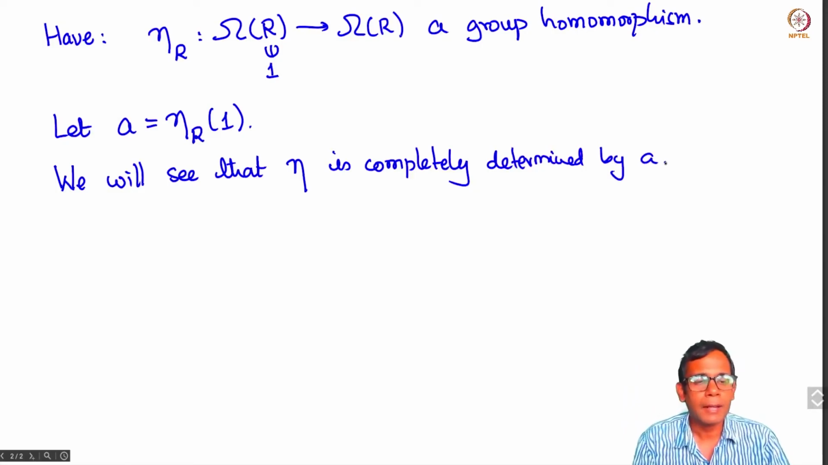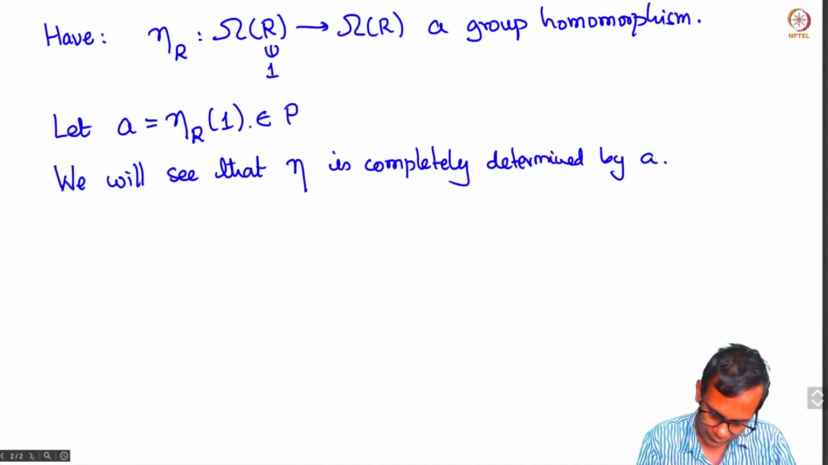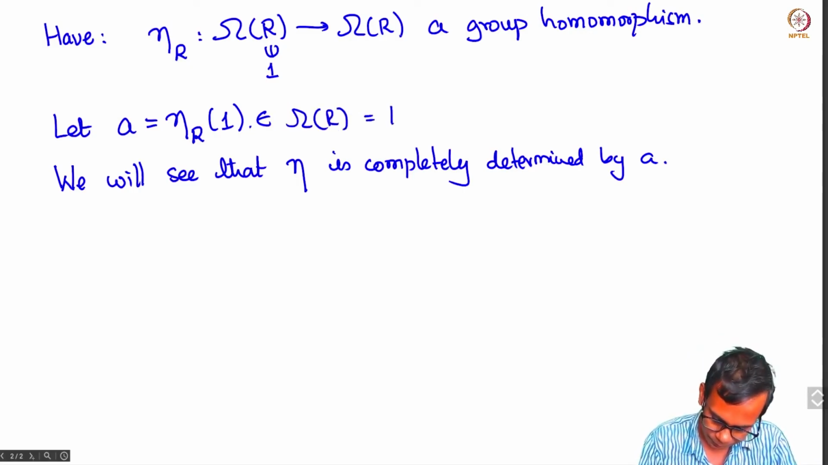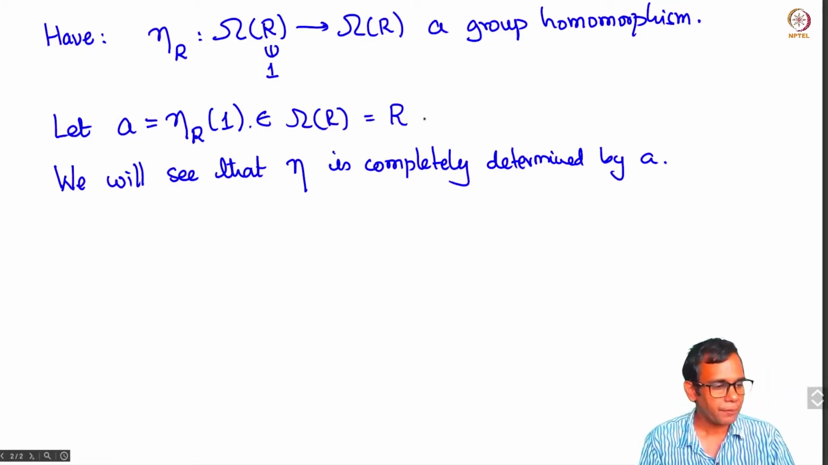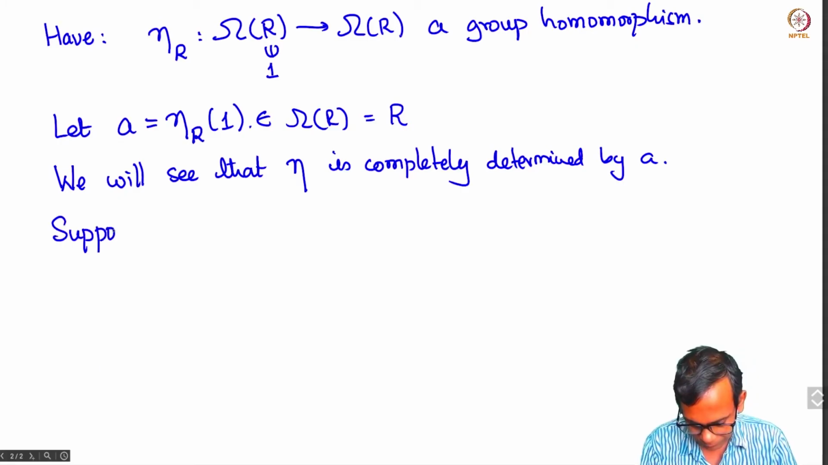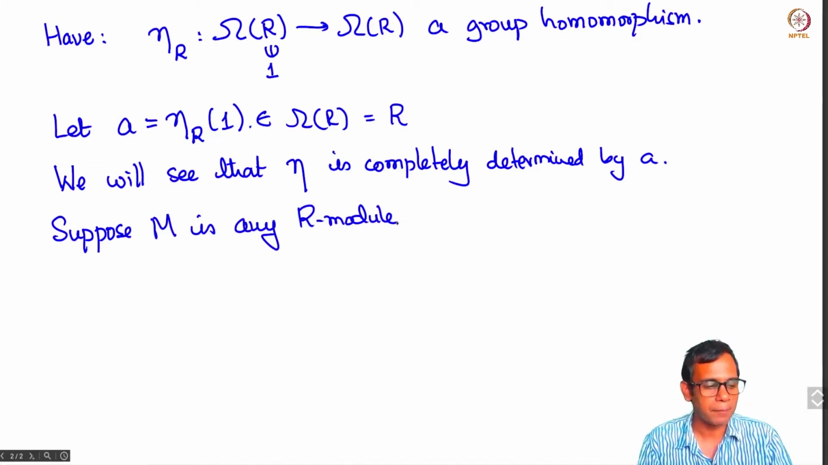So what will happen is that to each natural transformation we will be able to associate an element a of R. Well, this belongs to omega R, but as a set that's the same as R. Okay, so let's see this. Suppose M is any R module. Can we figure out what eta subscript M is based on the fact that eta R of 1 is a?